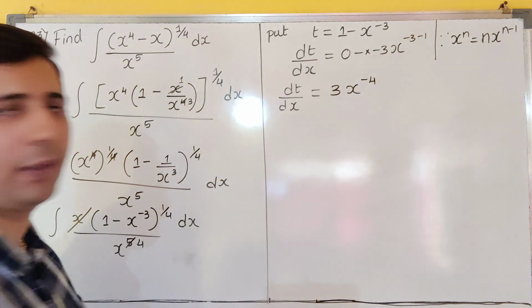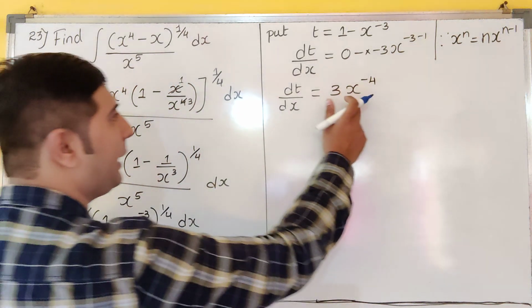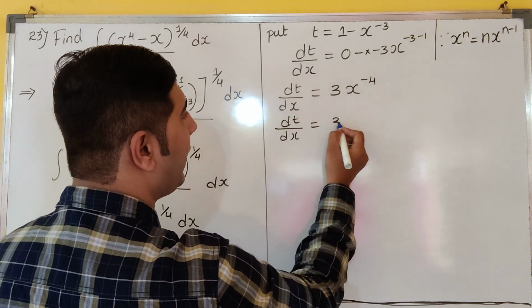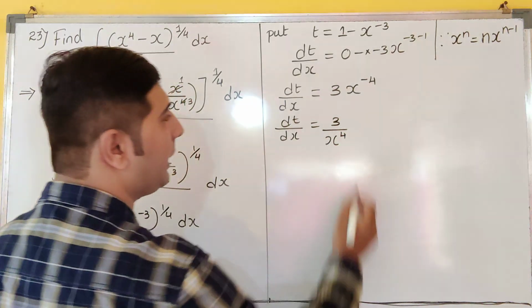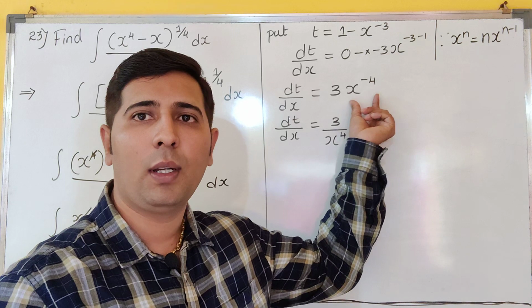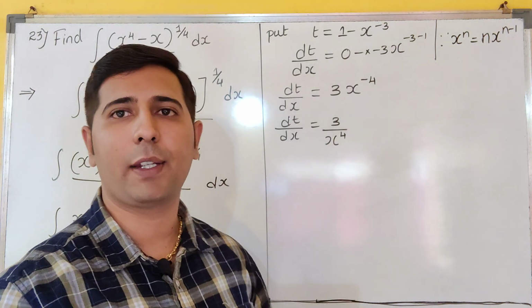Minus 4, dear students. Clear? So x raised to minus 4 you take it down. So what you will get? 3 upon x raised to 4 you will get, dear students. Yes or no? If I take x raised to minus 4 downward side, it will become x raised to 4.